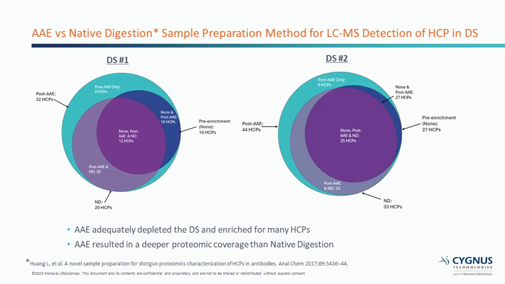Additionally, AAE led to the identification of 100% of all HCPs found in the unenriched samples, while native digest only captured a subset of those proteins. So all HCPs identified via the native digest sample preparation method were also identified via the AAE sample preparation method, which further supports that both methods enrich for a similar population of HCPs. But AAE does this much more effectively.